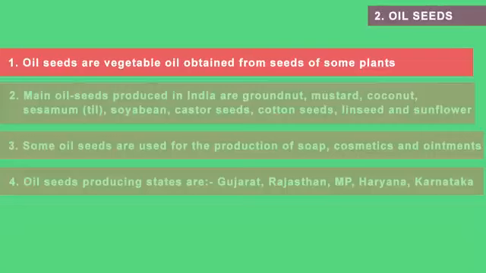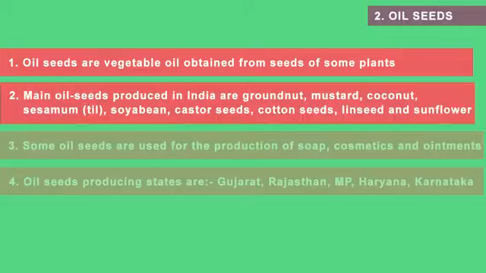And the second type of food crop that is not a grain is oil seeds. They are nothing but vegetable oil, which is obtained from the seed of some plant. You must have heard about sunflower oil, sesame oil or olive oil that we use in our kitchen. So these all come from seed oil. So now you know the importance of that. Some of the main oil seeds produced in India are groundnut, mustard, coconut, soybean, castor seeds, cotton seeds, linseed seeds and sunflower. Most of these are edible and used as cooking mediums.